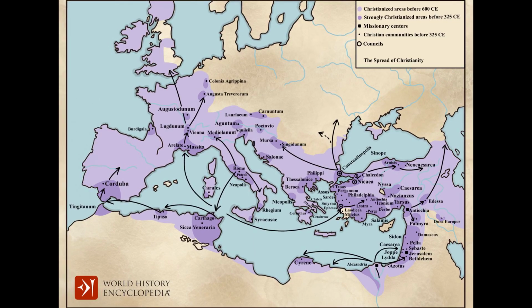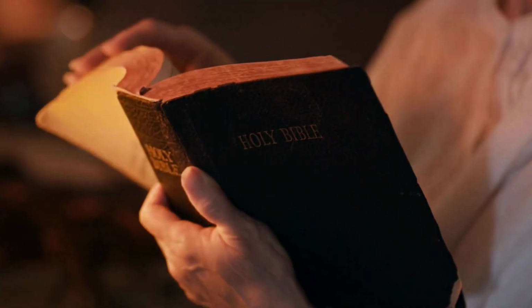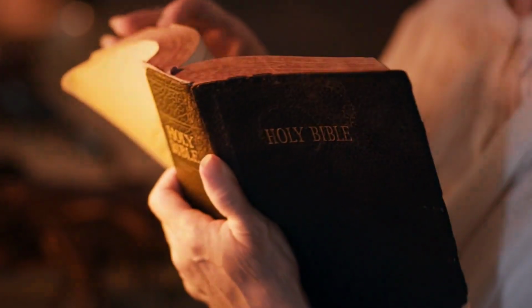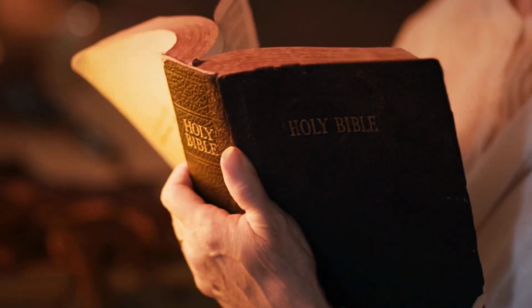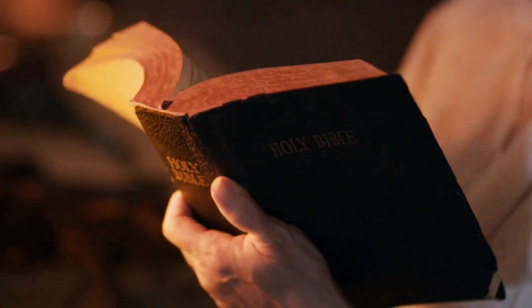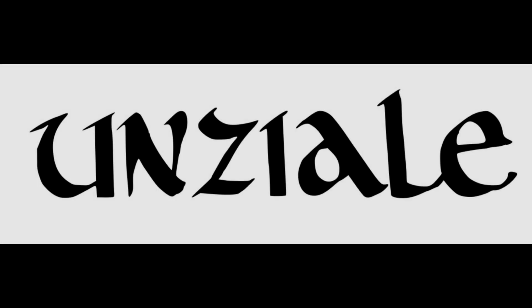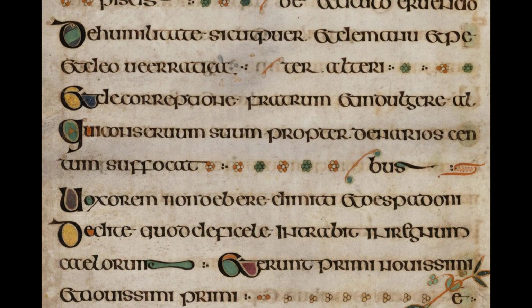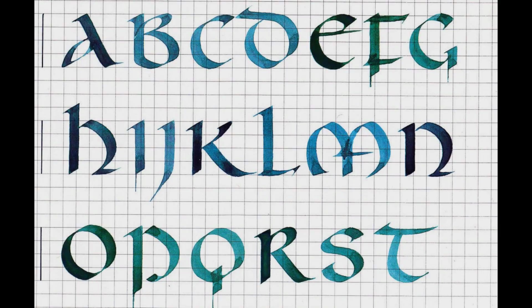Now, as Christianity spread across the Roman Empire in the 3rd and 4th centuries, something important happened. The demand for religious texts exploded. Churches needed Bibles, psalters, and liturgical books, and they needed them fast. This is when Uncial script emerged. Uncial, the name probably comes from the Latin word for inch, referring to the size of the letters, represented a major shift. The letters became rounder, easier to write with a quill on parchment.